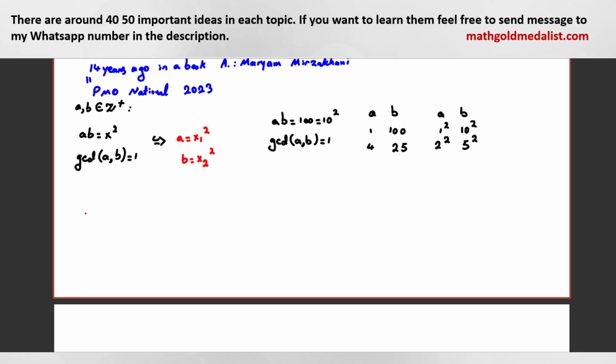Now, let me tell you another thing. Suppose ab is p times x squared, where p is prime, and GCD of a and b is 1. So in this case, what can we conclude about a and b? Try this one.